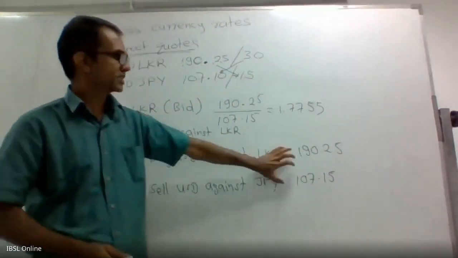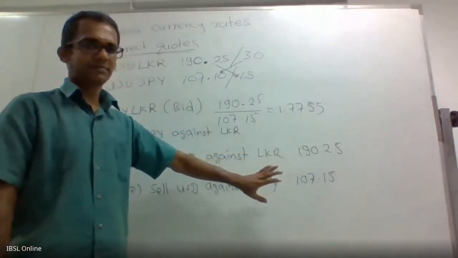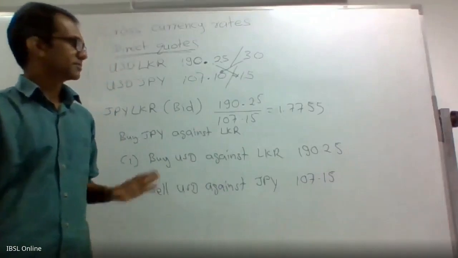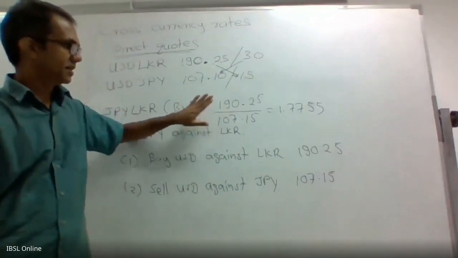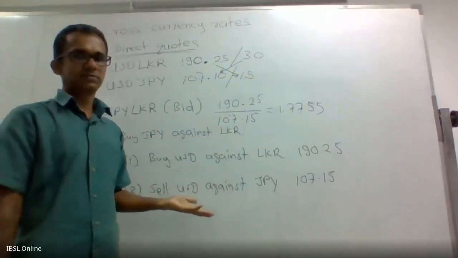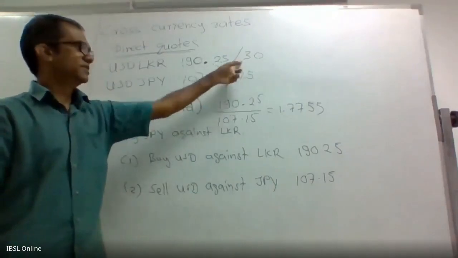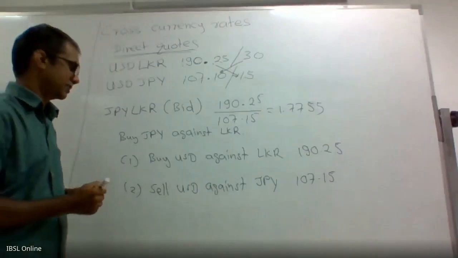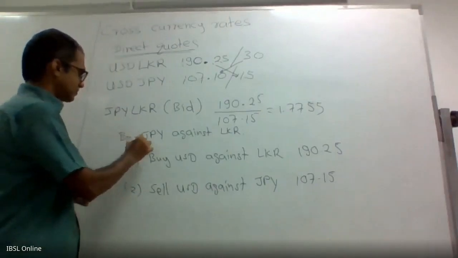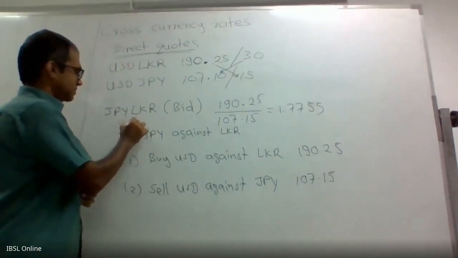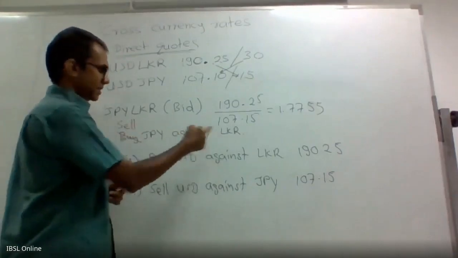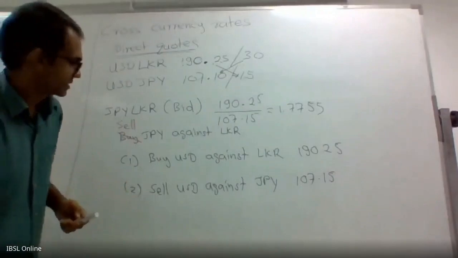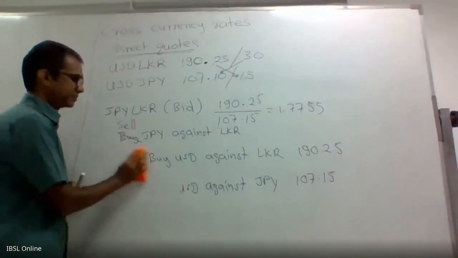Now these are the two exchange rates applicable. Now you can just follow that division rule. That's what we did here, and that is the rule. Cross division. The same thing for the offer. In the offer, what do you do? Instead of buying, you sell JPY against LKR. So you have to start with selling JPY.